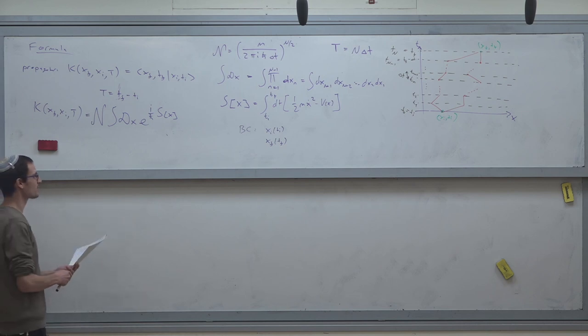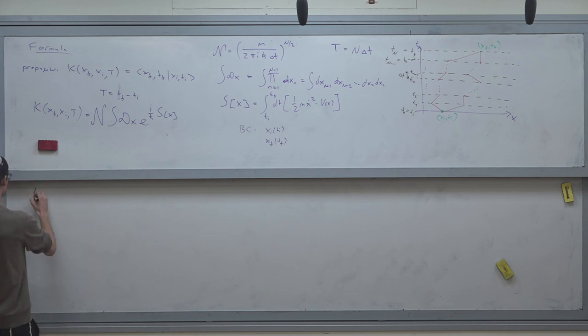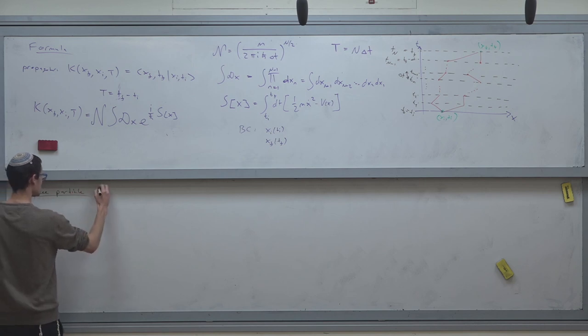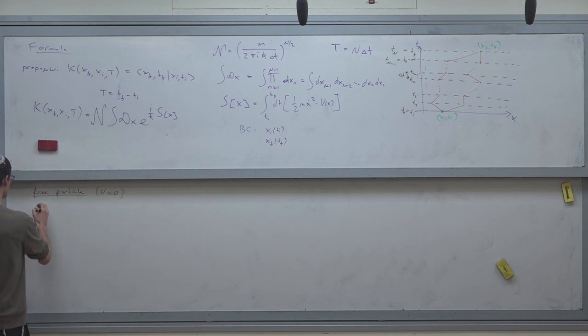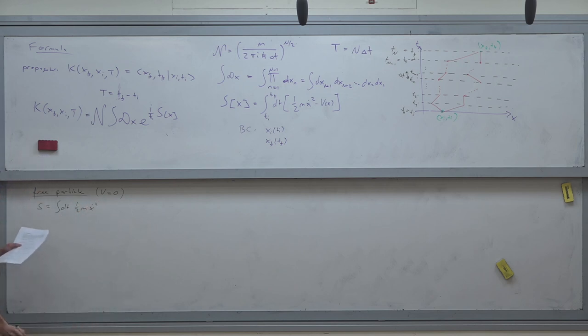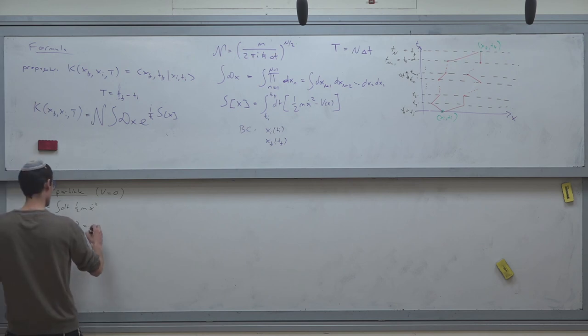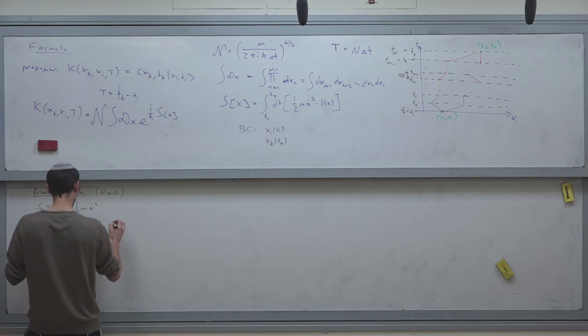So the first propagator that we want to derive is the free particle propagator. There's a particle of mass m and no potential, V equals 0. This means that the action is just the integral dt over 1/2 m x dot squared. And that means that the propagator, in about a minute, I'll stop writing this argument every single time. But you're going to realize it's there.